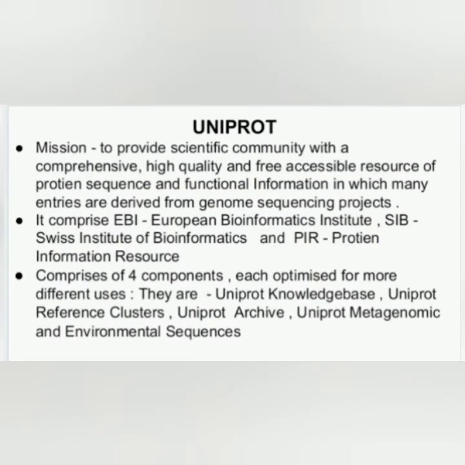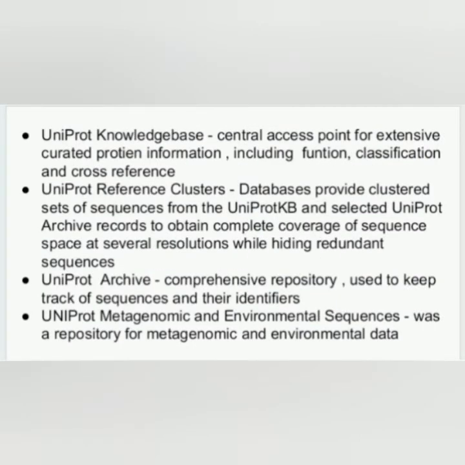UniProt. Its mission is to provide the scientific community with a comprehensive, high-quality and freely accessible resource of protein sequence and functional information, in which many entries are derived from genome sequencing projects. It comprises EBI, the European Bioinformatics Institute, SIB, the Swiss Institute of Bioinformatics, and PIR, the Protein Information Resource. It comprises four components, each optimized for different uses. They are: UniProt Knowledge Base, UniProt Reference Clusters, UniProt Archive, and UniProt Metagenomic and Environmental Sequences.